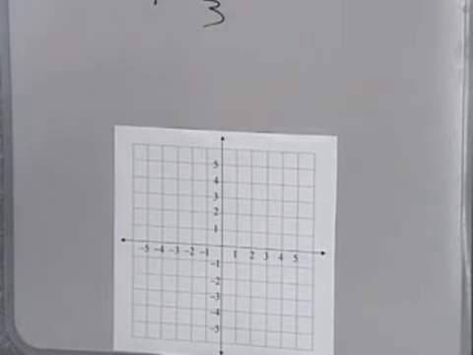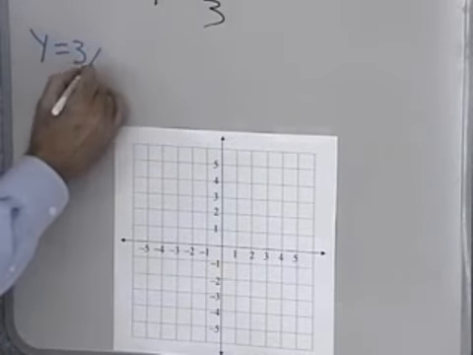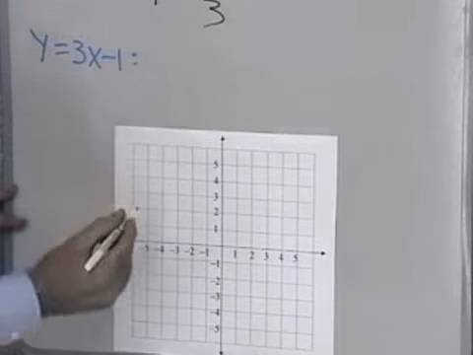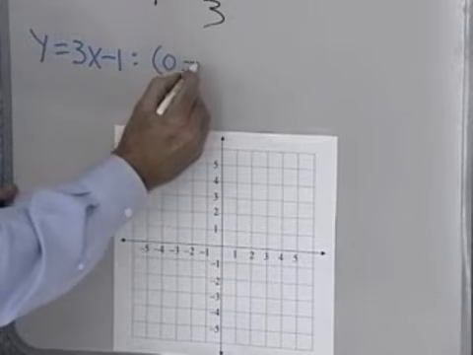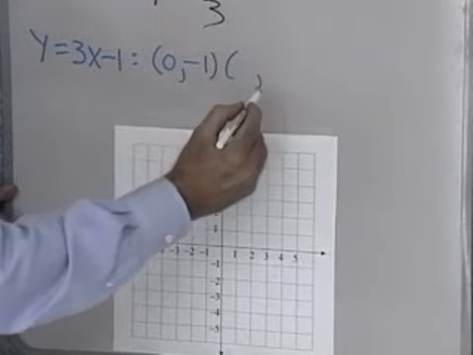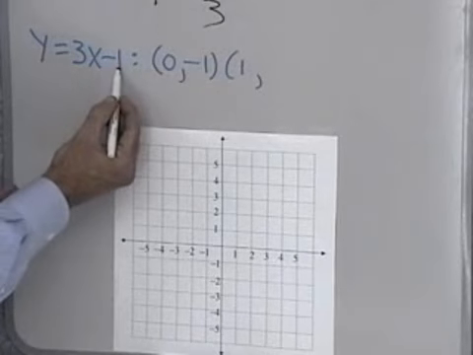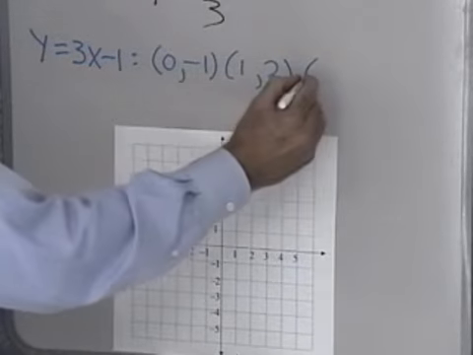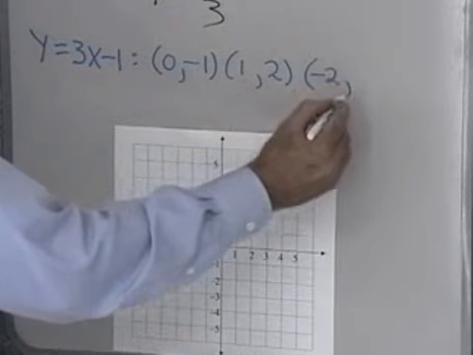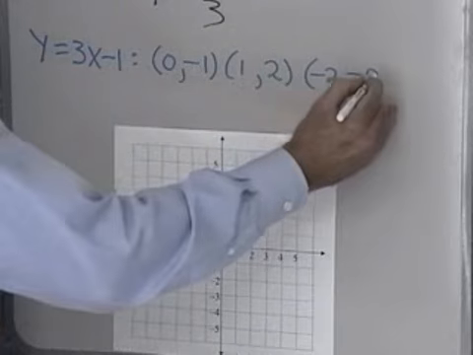First I'll copy the functions down again for you. So first of all, here's my original function, y equals 3x minus 1. Now let's find some ordered pairs. Let's let x be equal to 0. When x is 0, y is negative 1. Let's let x be equal to 1, and then I have 3 times 1 is 3, minus 1 is 2. And let's try one more. How about a negative value of x? Let's put in negative 2. 3 times negative 2 is negative 6, minus 1 is negative 7.